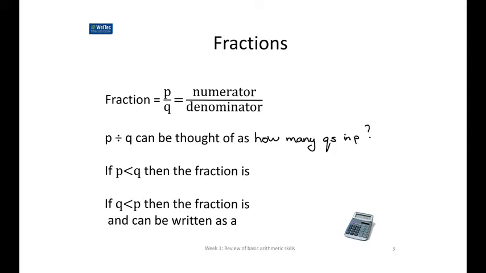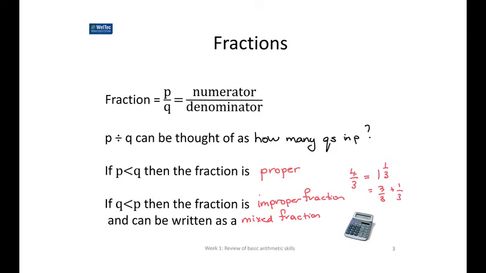Right, if p is less than q, then we say that the fraction is a proper fraction. If q is less than p, then we say it is an improper fraction. And if we need to, we can rewrite it as a mixed fraction. So 4/3 is an improper fraction, and we can rewrite that as 1⅓, or thinking it through, 3/3 plus 1/3.